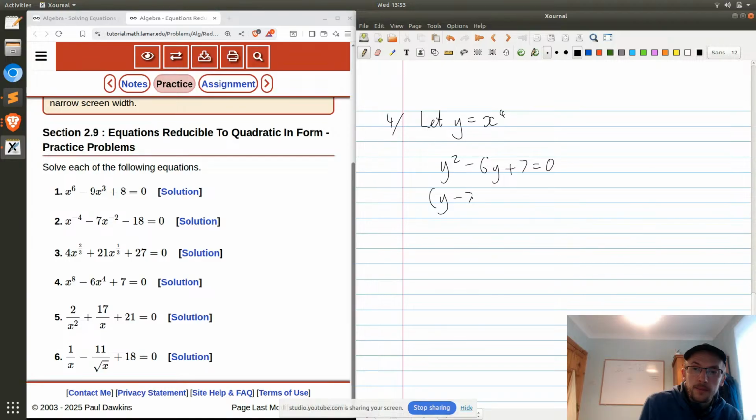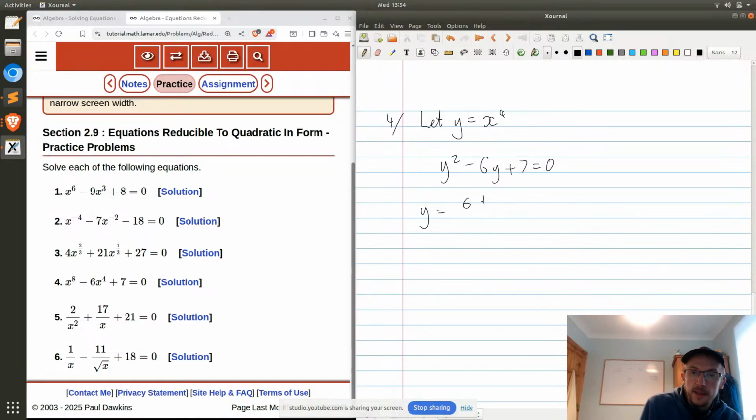Okay. This is going to be embarrassing if I get this wrong. So in fact, it actually can't be factorized. Right? b squared minus 4ac, that's 36 take 28, which is 8. So wrong. You cannot factorize it. But you can use the quadratic formula.